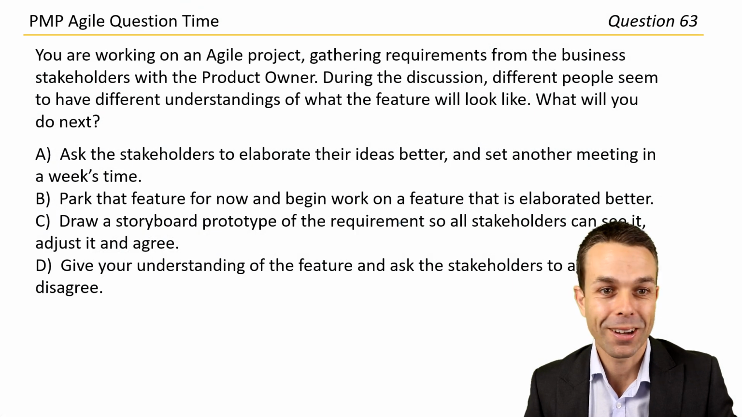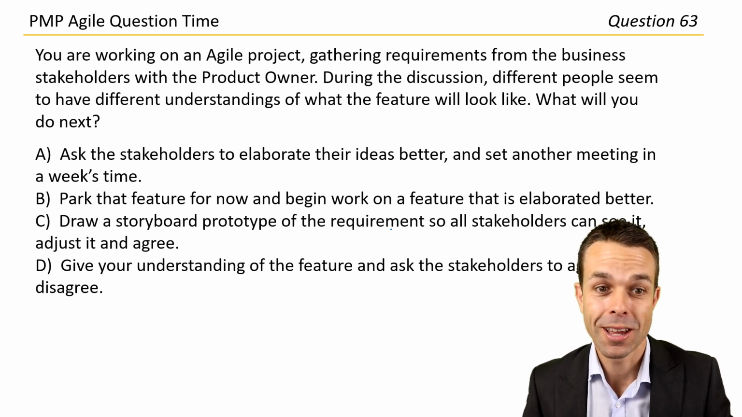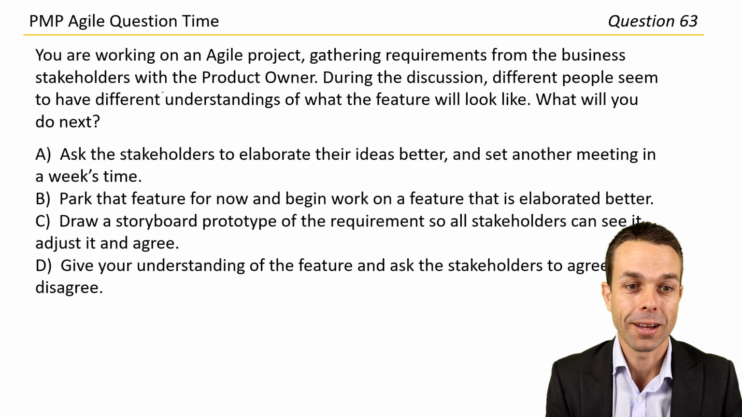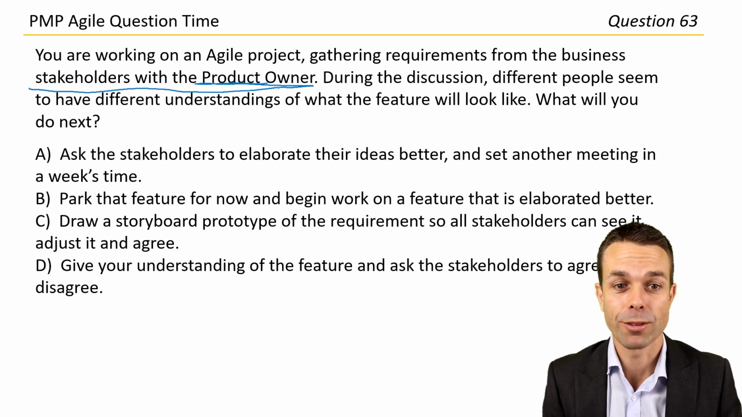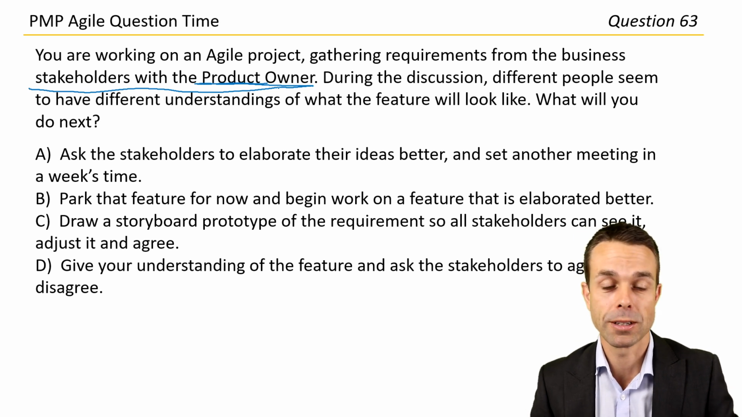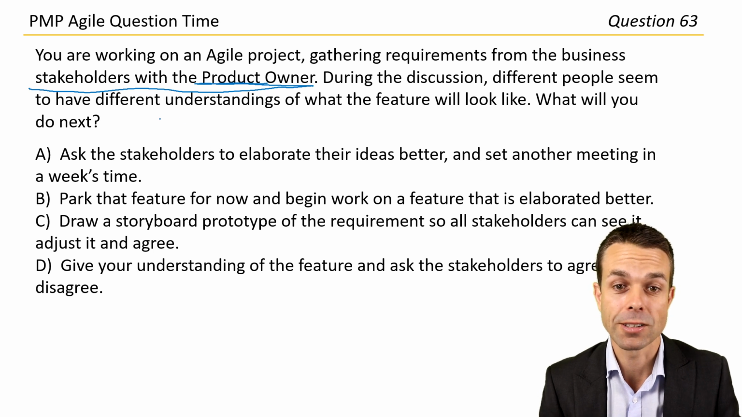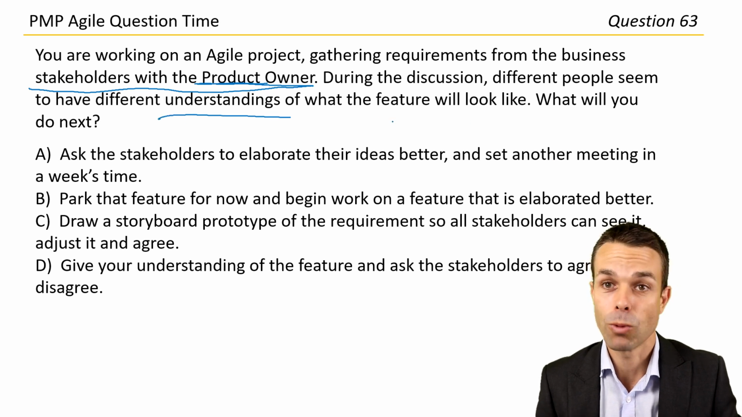You are working on an Agile project, gathering requirements from the business stakeholders with the product owner. That's exactly what we want to be doing. The product owner should have the features that we want to be delivering. They should set the scene for what we want to be delivering as well. During the discussion, different people seem to have different understandings of what the feature will look like. What will you do next?